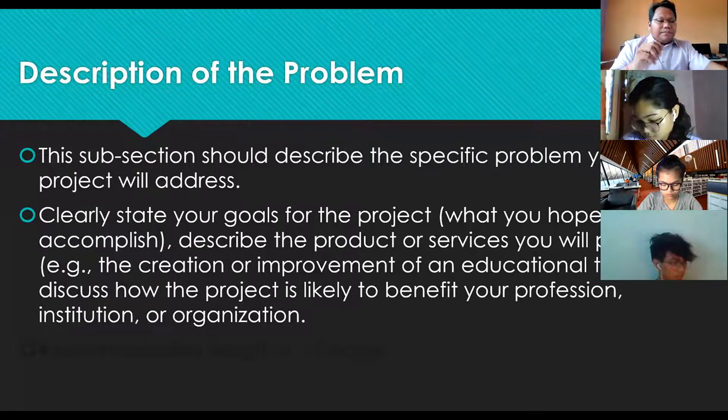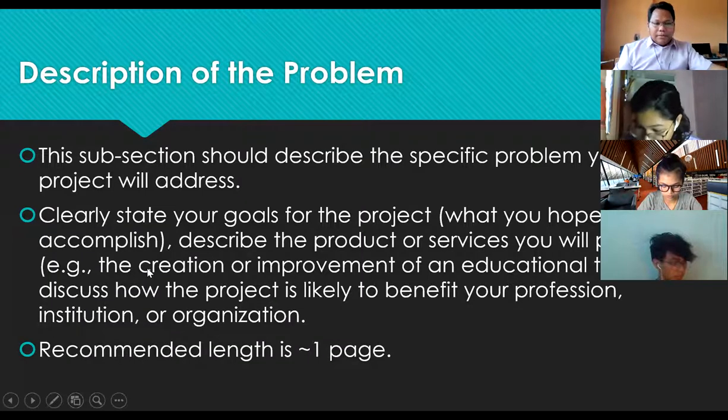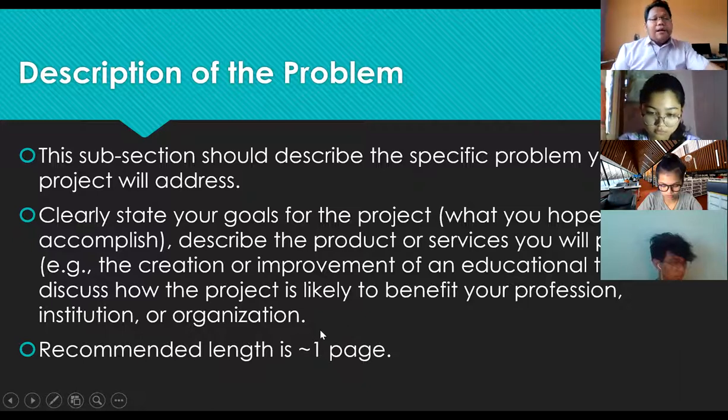More importantly, look into what the community, what the school, your immediate community can get from the study that you are proposing, in a way that you are trying to provide a solution to a problem. Oh, wait, there's something else. The recommended length is similar to one page.